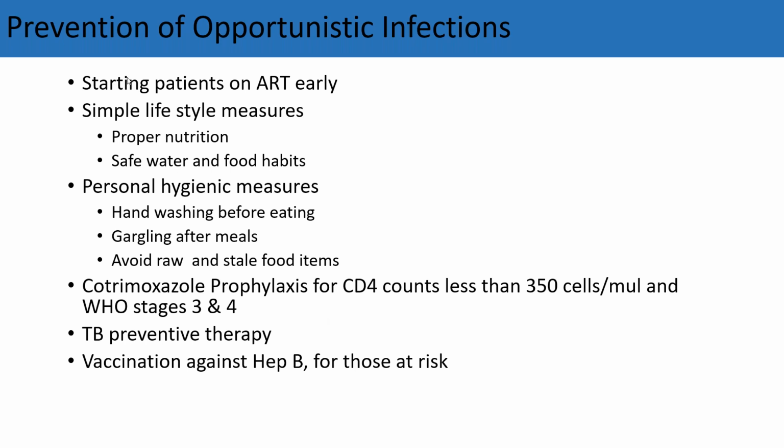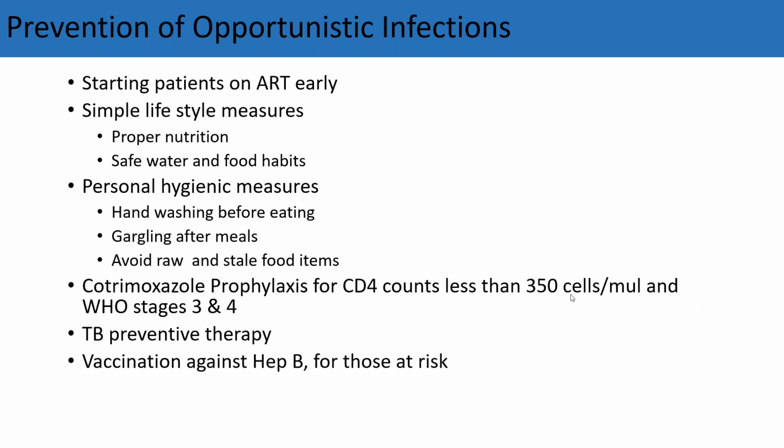Before I show you some pictures, we can prevent opportunistic infections by starting patients on ART early so that they don't develop severe immune suppression. Reinforce simple lifestyle measures like proper nutrition, safe water, and food habits. To improve personal hygiene, one must emphasize that one must wash hands before eating and after going to the washroom, gargling after meals, avoiding raw food and stale food items, and refrigerating the food if possible.